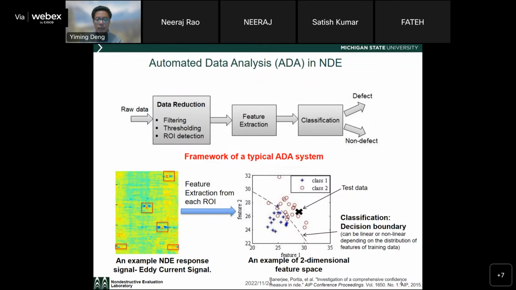Before that, you have to do feature selection, which is omitted here. So the second step deals with the data conversion to features. The third step typically is classification. In any problem, the simplest classification is a binary one. You just want to see whether it's a defect or non-defect.